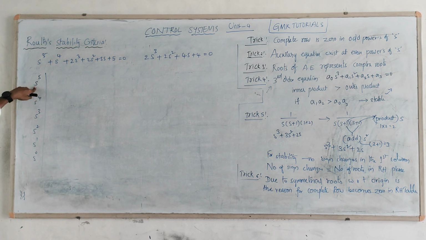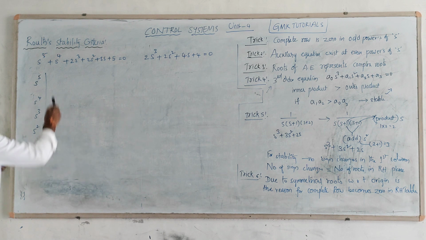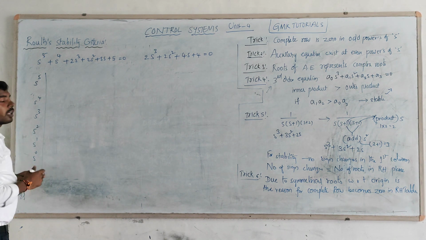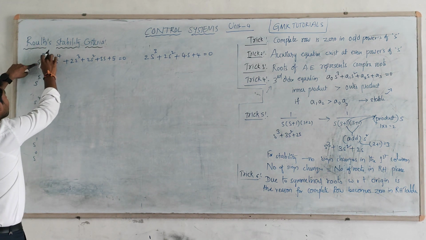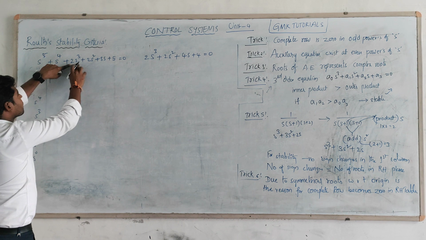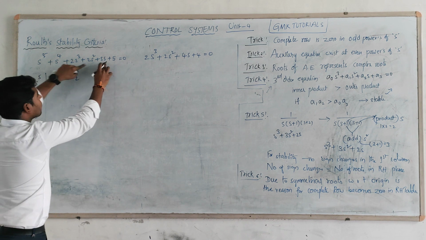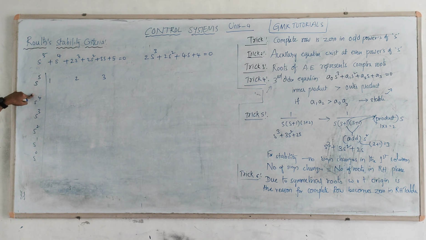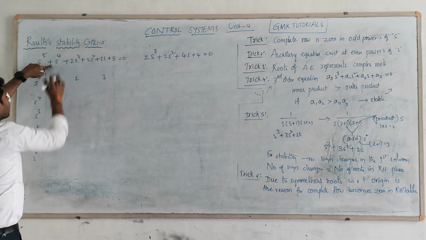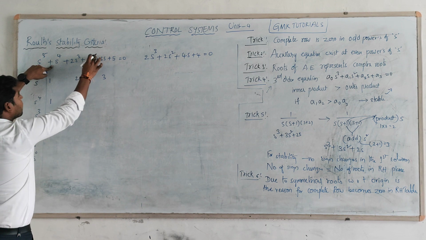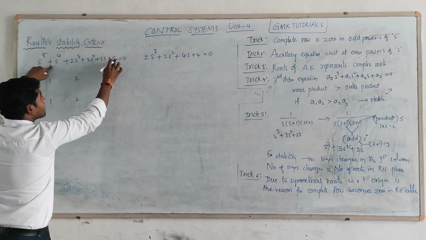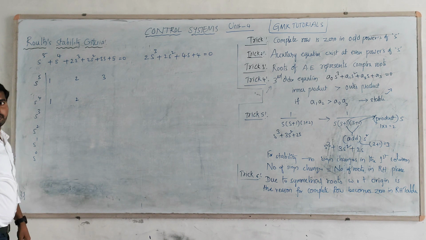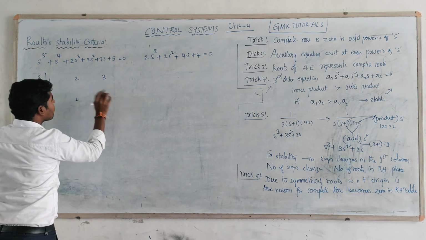As I told you in the previous few minutes, S power 5 is an odd power, so the first row is filled with only odd coefficients. S power 5 has coefficient 1, next odd coefficient S cube is 2, next S power 1 is 3. Next, S power 4 is even, so the even coefficients: S power 4 has coefficient 1, S square has coefficient 2, and S power 0 also has an even coefficient, with value 5.